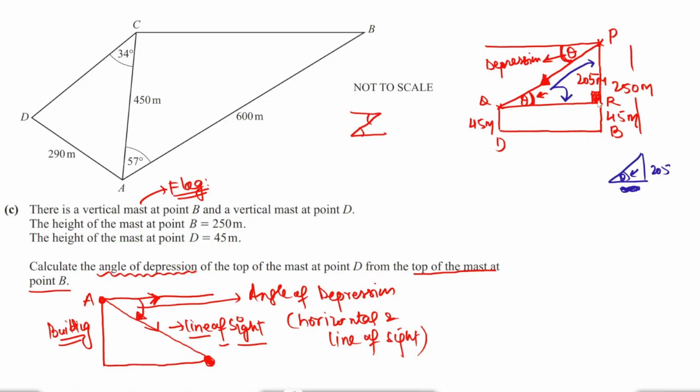So QR needs to be found because QR does not exist here. We are looking for BD logically. BD and QR are the same thing. If we find BD, we can find QR. If we find QR, we can use tan inverse here. So for BD, we have to go to this diagram.